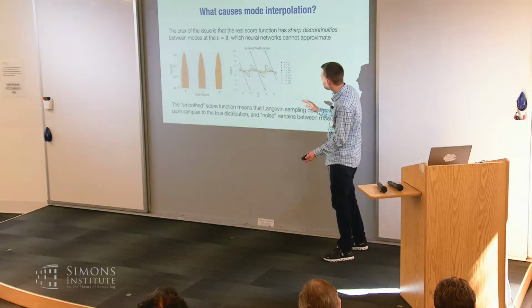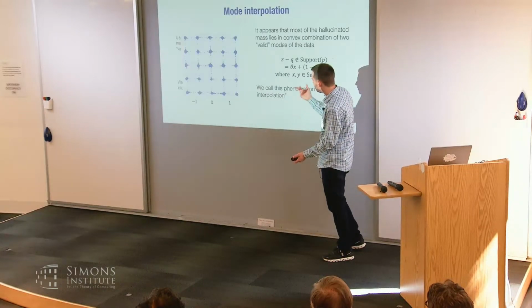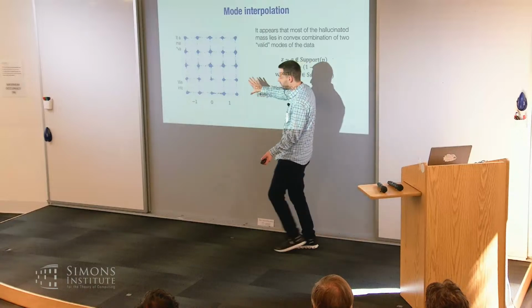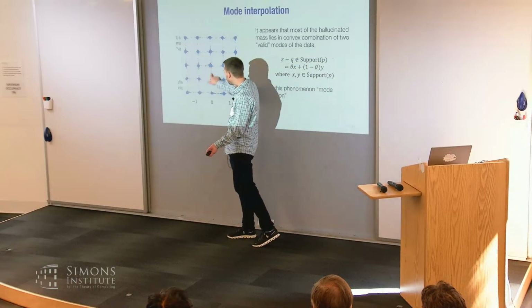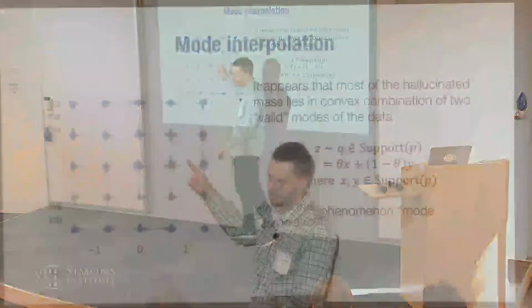I think it's just sort of this function that happens to, when you fit a network to the score function here, it happens to sort of smooth more in these gaps than in this gap. Yeah.